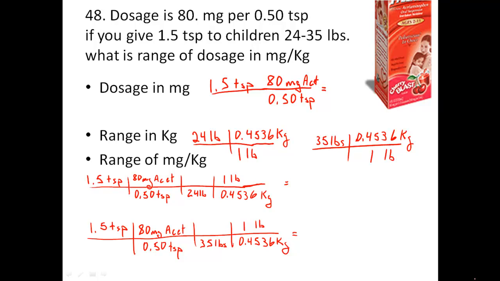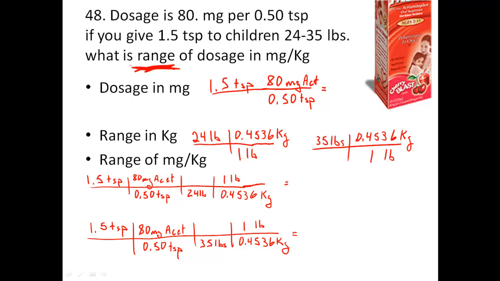Looking here at problem number 49, which is a really interesting problem. It deals with this idea of a range. Like you might have a range of weights, so that's going to give you a range of dosage when you talk about the milligrams per kilogram of acetaminophen in some kind of cough syrup or something here.